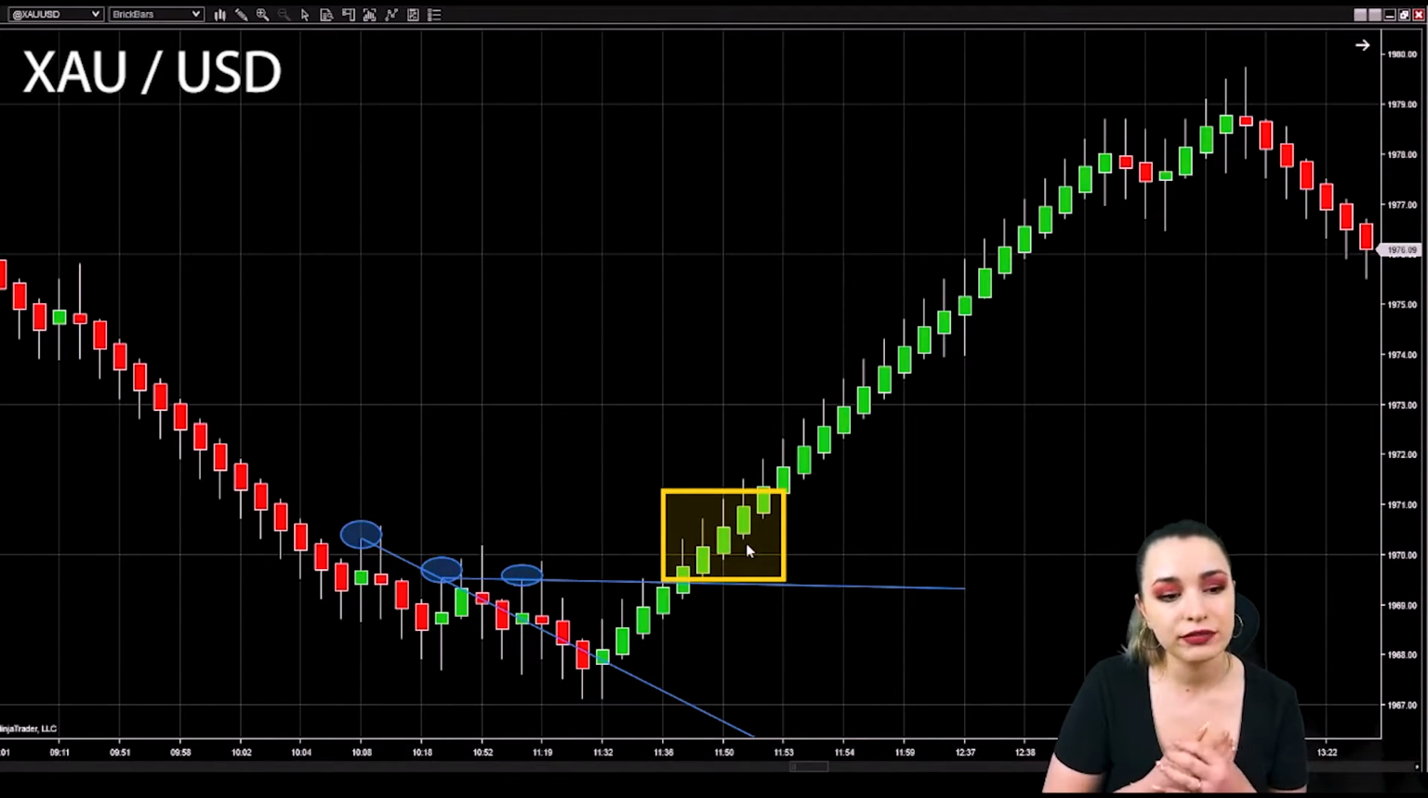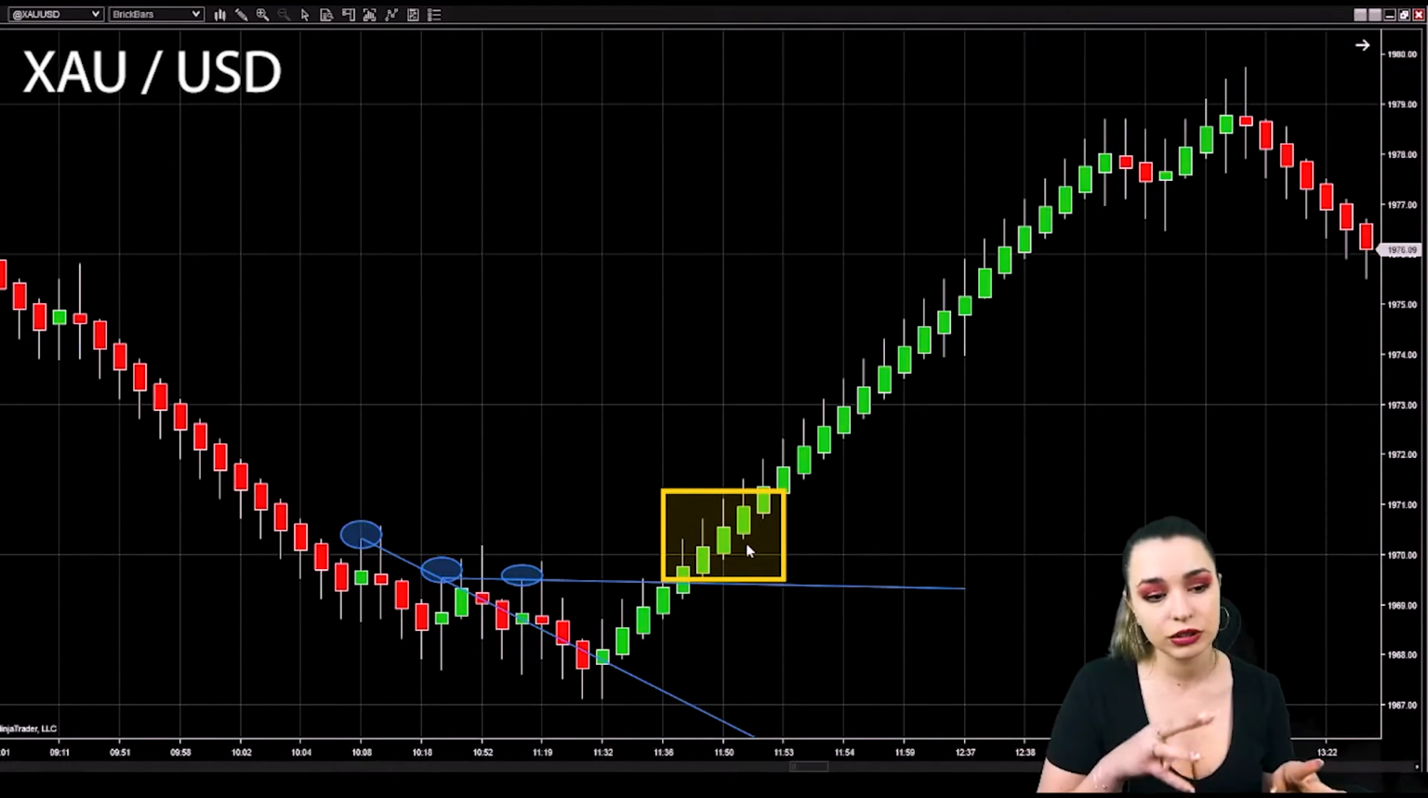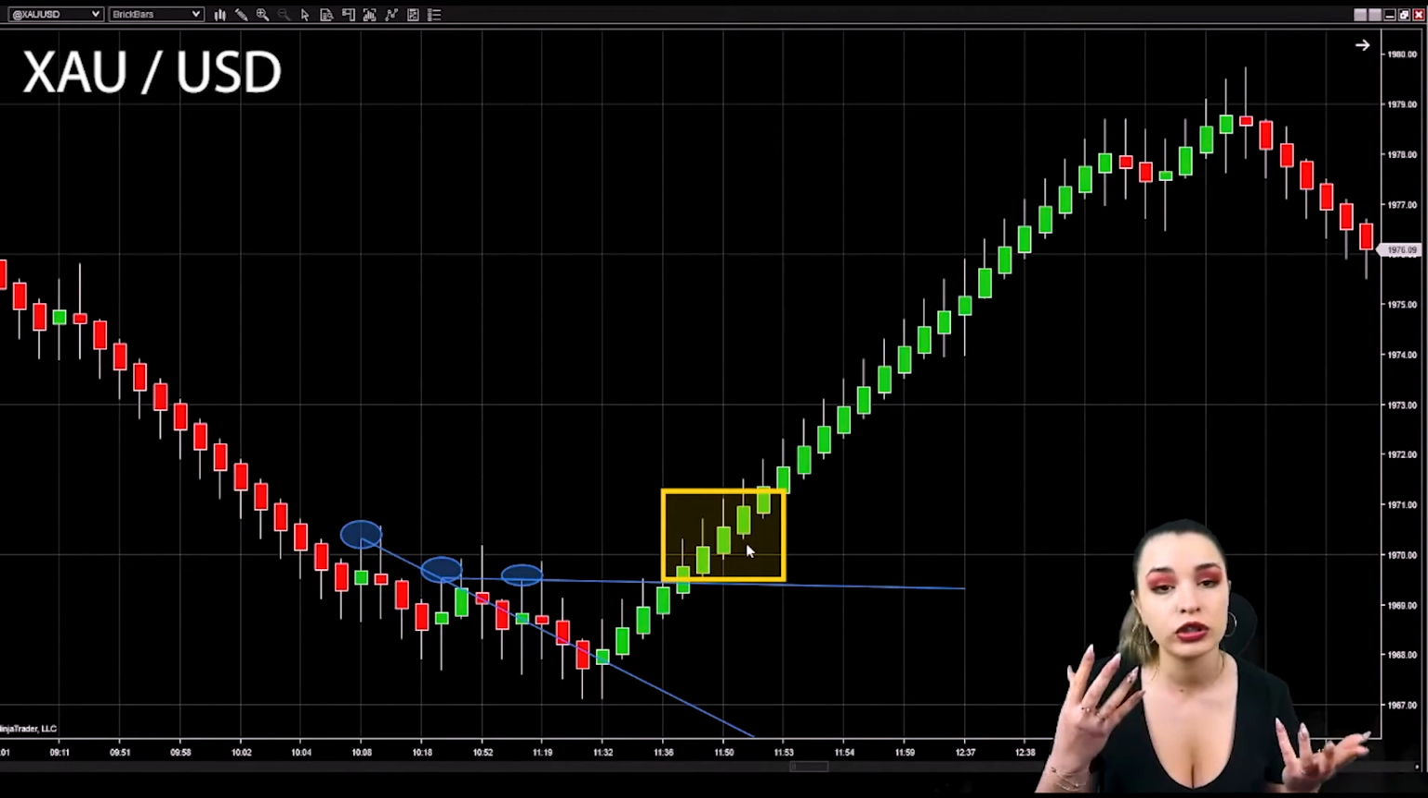This is the starting point of a trend change that is most interesting to you, and based on what you're seeing on the screen right here, you can jump in on the trade.